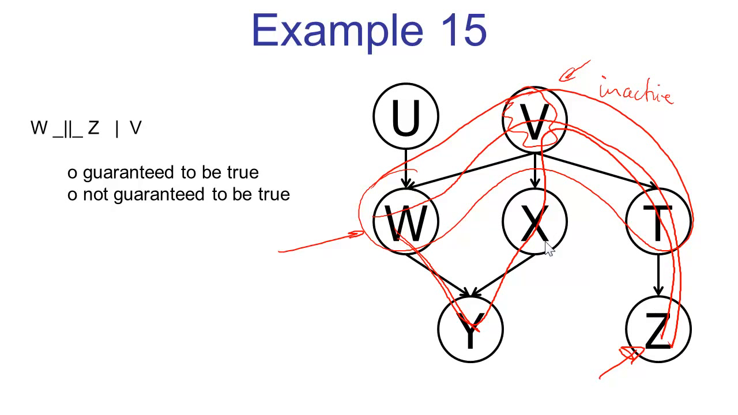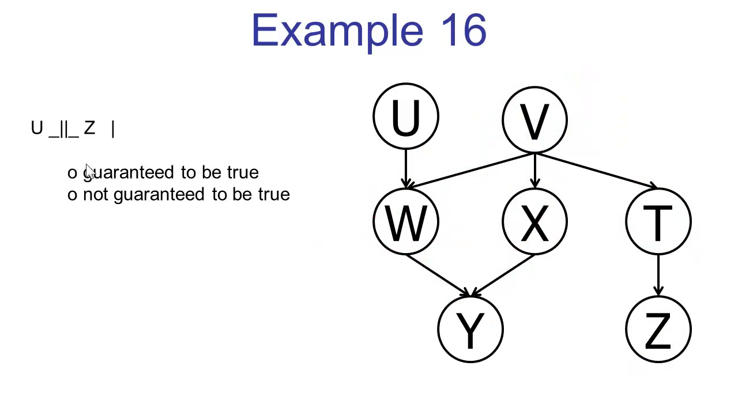I'm going to again start with the common cause triple here. That is part of the path, the XVT triple. The middle node in the common cause is observed, so the triple is inactive. Once we find an inactive triple along a path, the path is inactive. We checked both paths, and both are inactive, so the independence is guaranteed to be true.